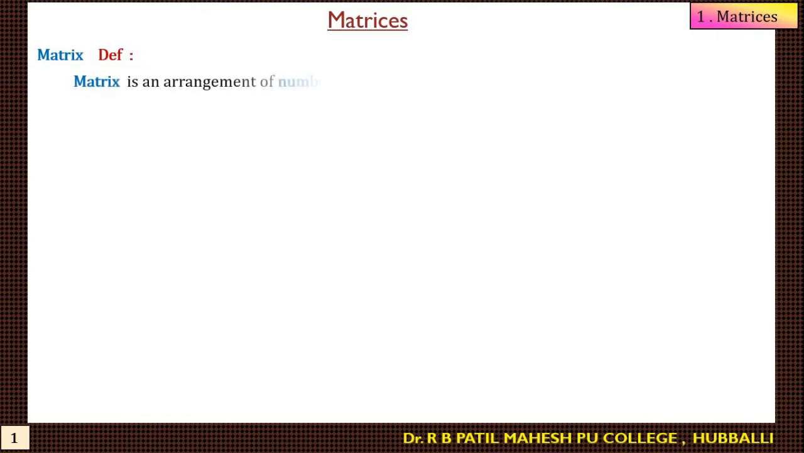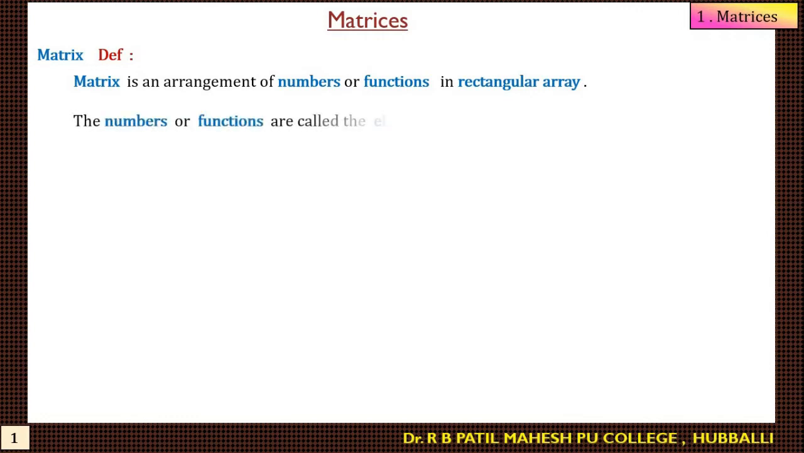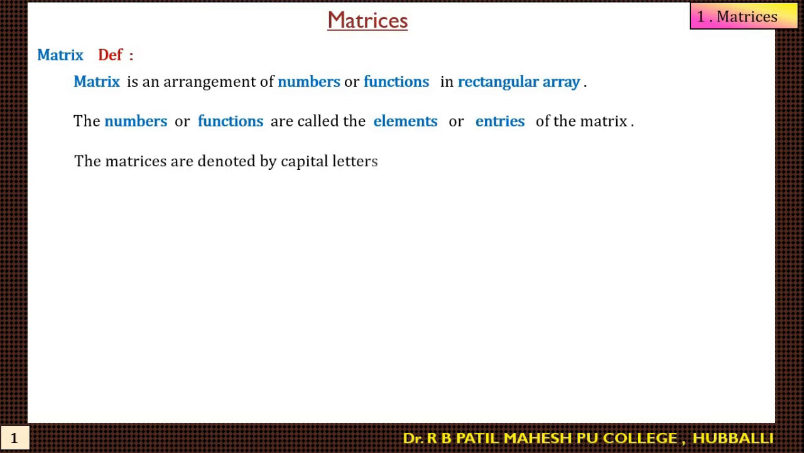Matrix is an arrangement of numbers or functions in a rectangular array. The numbers or functions are called the elements or entries of the matrix. The matrices are denoted by capital letters A, B, C, D, and so on, and their elements are denoted by small letters a, b, c, d, and so on.